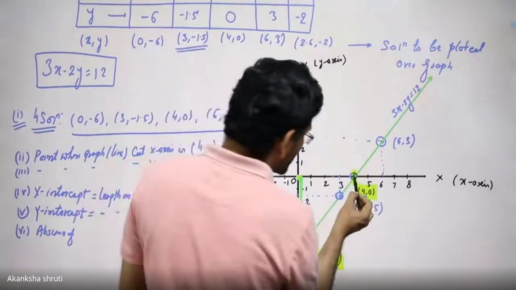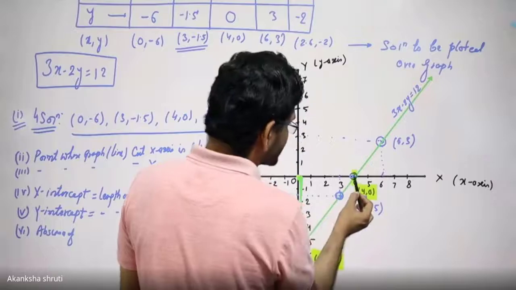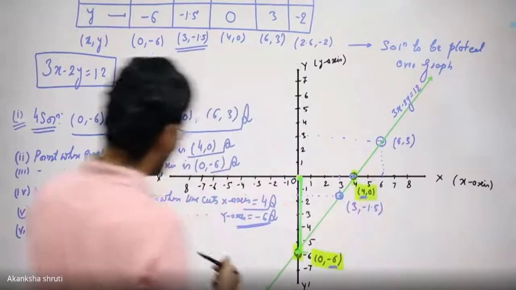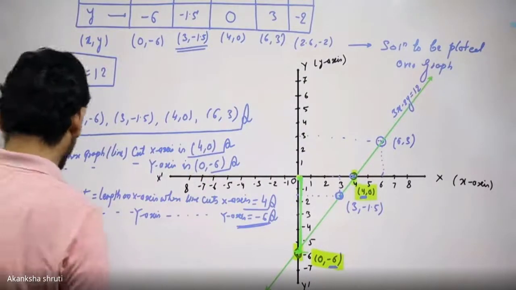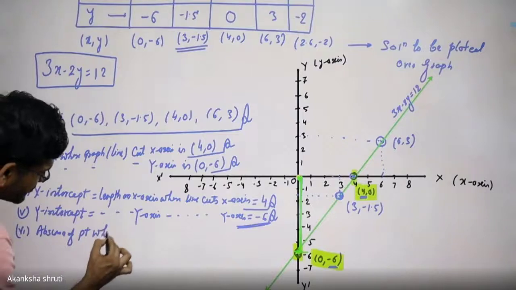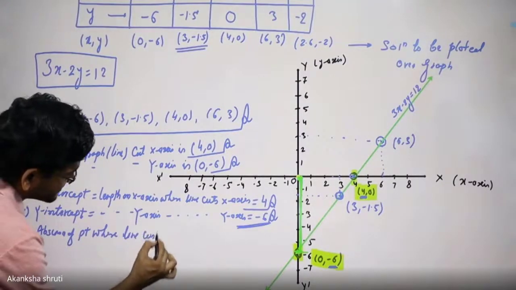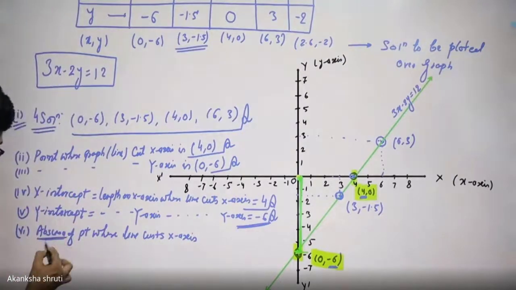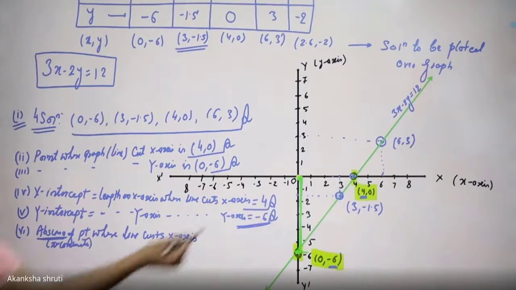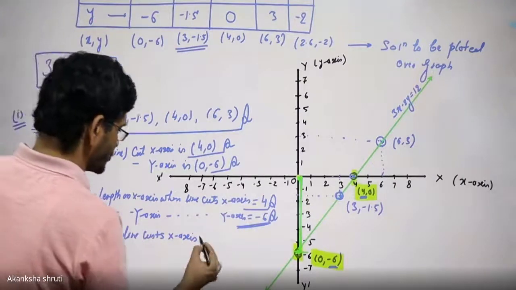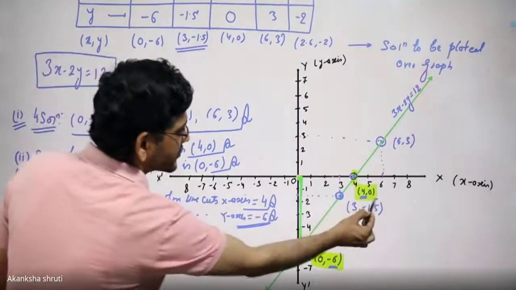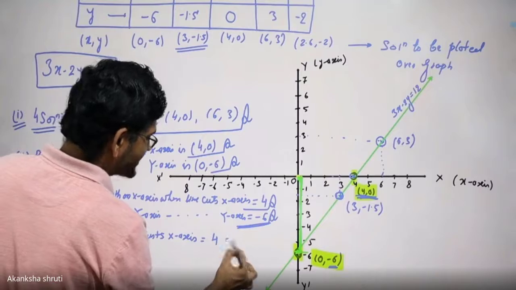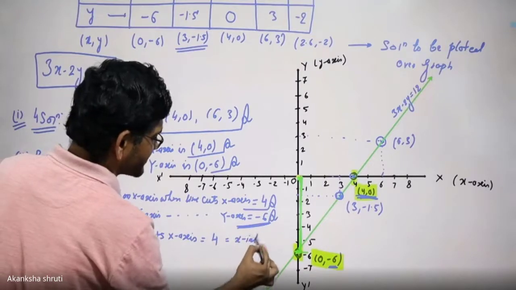So the x coordinate of the point where this line cuts the x-axis will be this coordinate. From here we just write it is 4. So it is the same as our x-intercept of the point where the line cuts the x-axis. So abscissa means it is our x coordinate. This way the question is connected with the chapter number 3 questions. Students, the x coordinate of this point is 4. It is the same as our x-intercept. It is nothing other than the x-intercept.